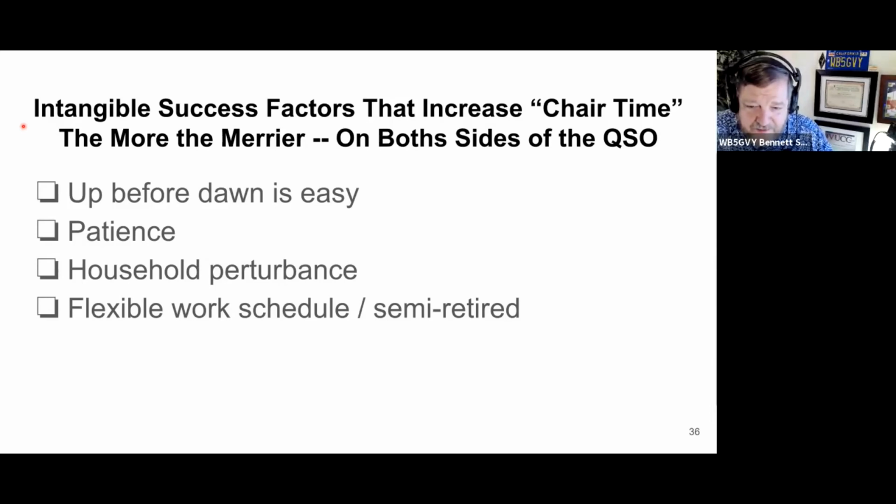And sort of for all the reasons of getting up early, hopefully your significant other doesn't have a problem with you getting up at that time of day. And of course, it helps if you have a flexible work schedule and you can schedule your time for the meteor showers.